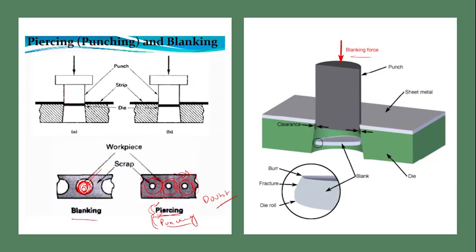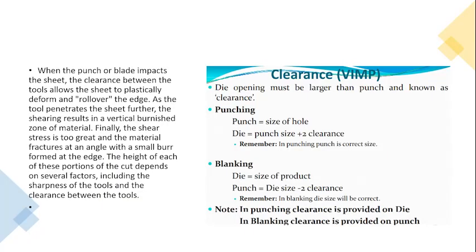So the second difference between punching and blanking is the clearance. In punching, we provide clearance on the die, and in blanking, we provide clearance on the punch. So, do you know why we do that? Can anyone tell? In blanking, the main use is the blank, the round portion, so it should be of the correct size. Correct. That's why the clearance is given on the punch.